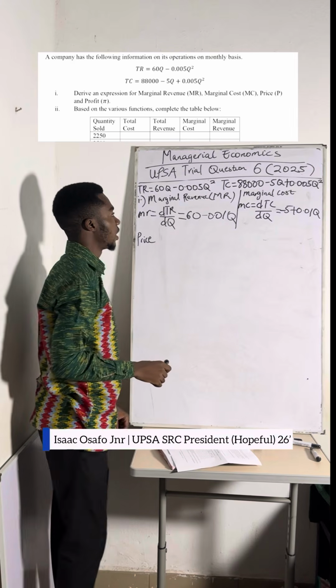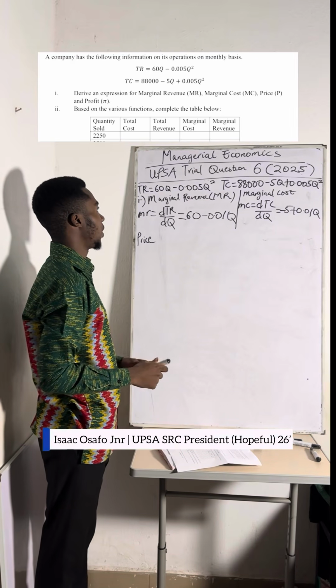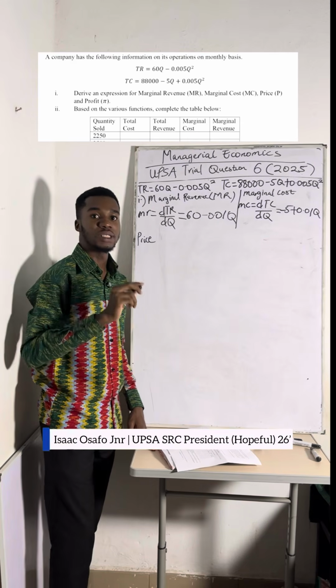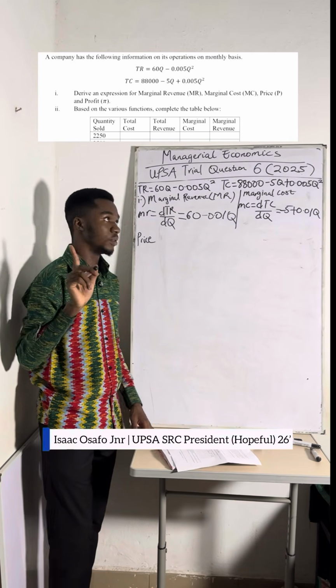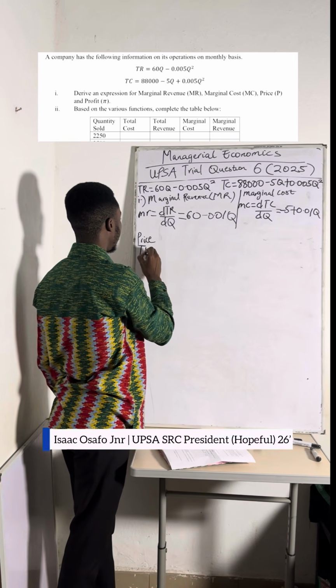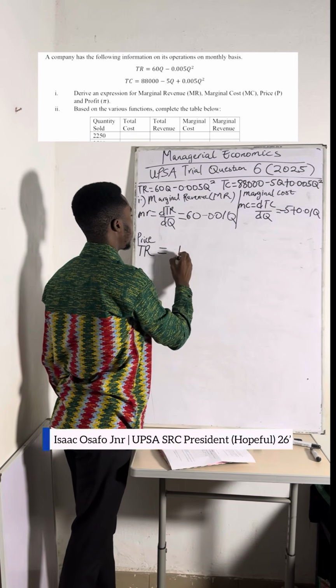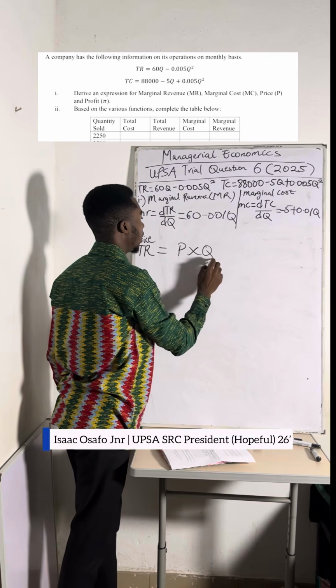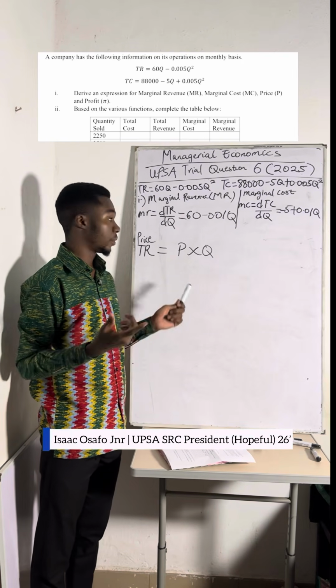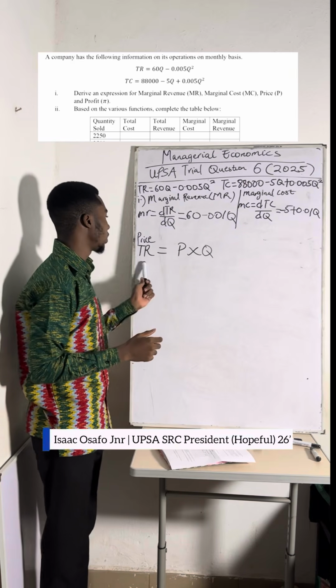So now we want to get an expression for price. They didn't give us anything about price, but what do we know? We know that total revenue is equal to price times quantity, right? So if total revenue, which is TR, is equal to price times quantity, we can just make P the subject so we can find the function for price. So what is our total revenue?